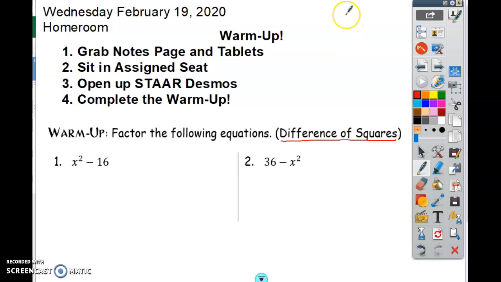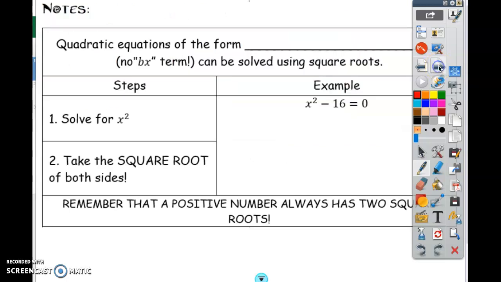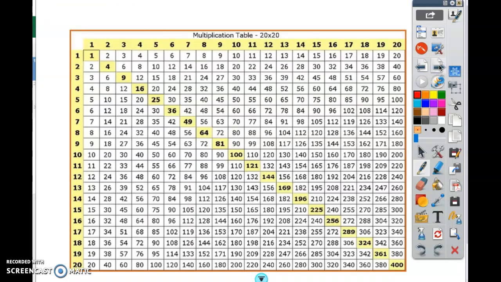Perfect squares, write them down, are 1, 4, 9, 16, 25, 36, 49, 8 times 8 is 64, 81. Those are perfect squares. They're in the diagonal of the multiplication chart. So right here, these are perfect squares. Okay, if they're in that diagonal, then you can take the square root of it and it comes out perfect.